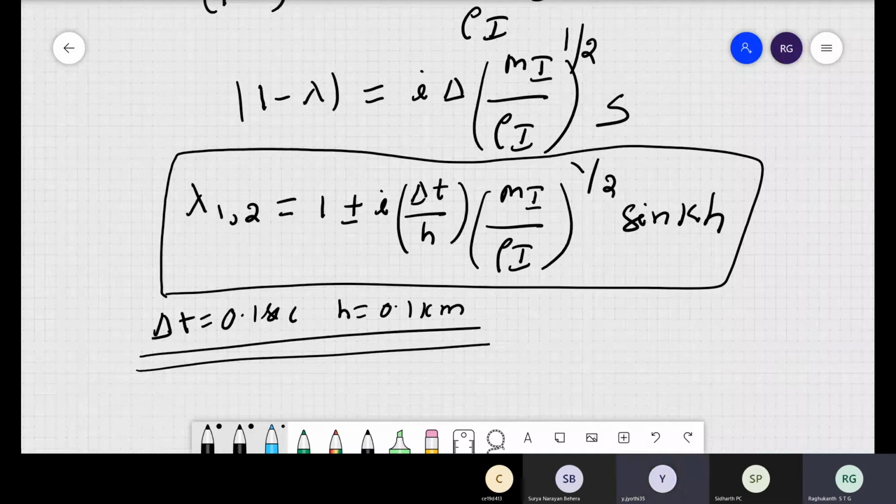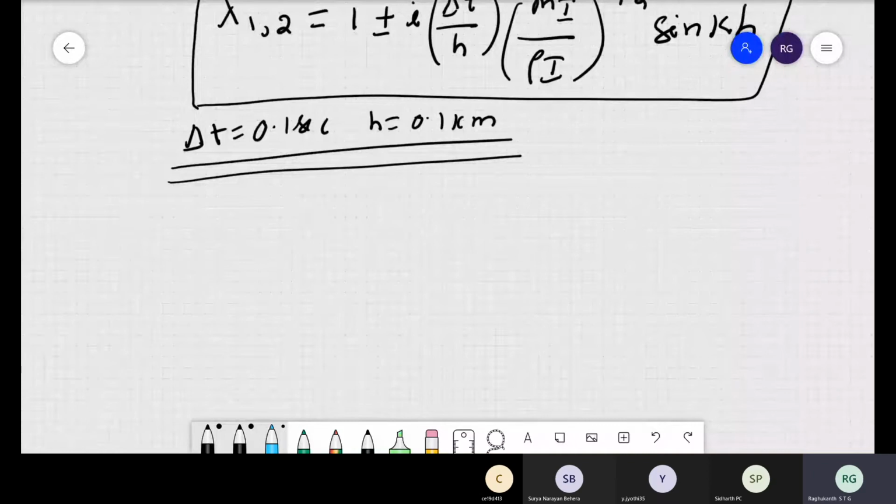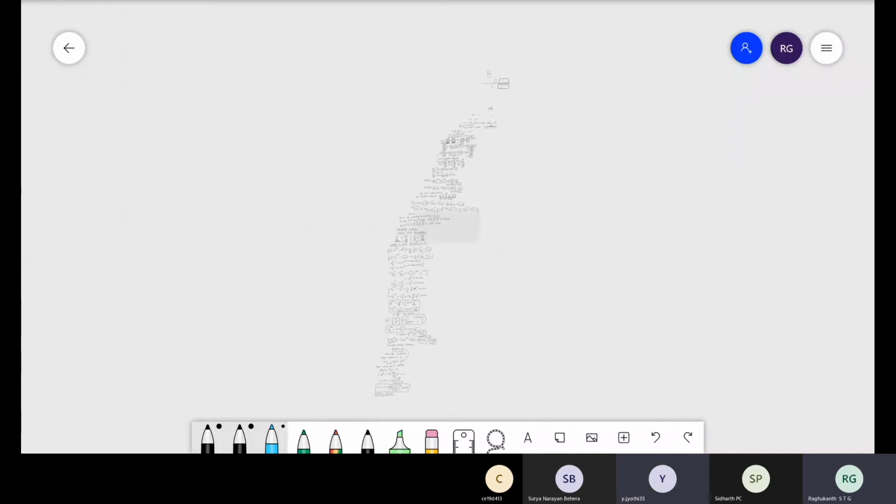So the amplitude of lambda, say, there is always a chance of 1. So what does it tell you? When lambda is 1, there is at least one root. If it is more than 1, what happens? It is unstable.